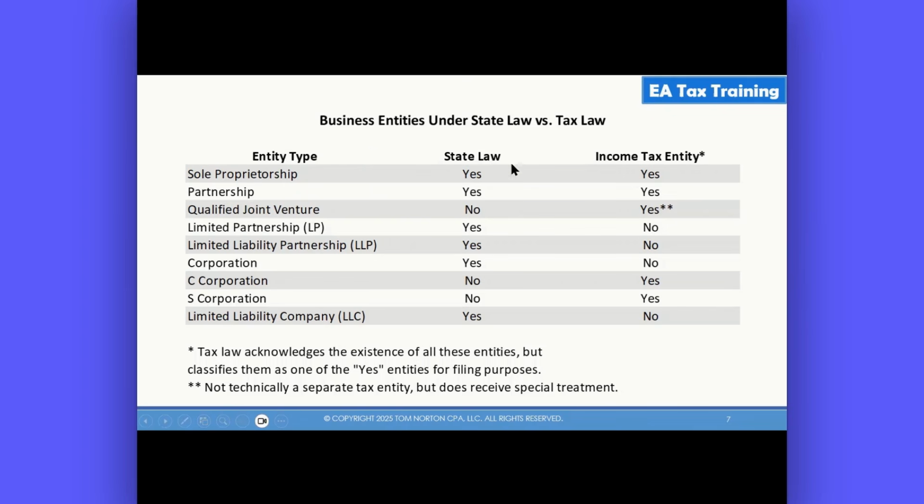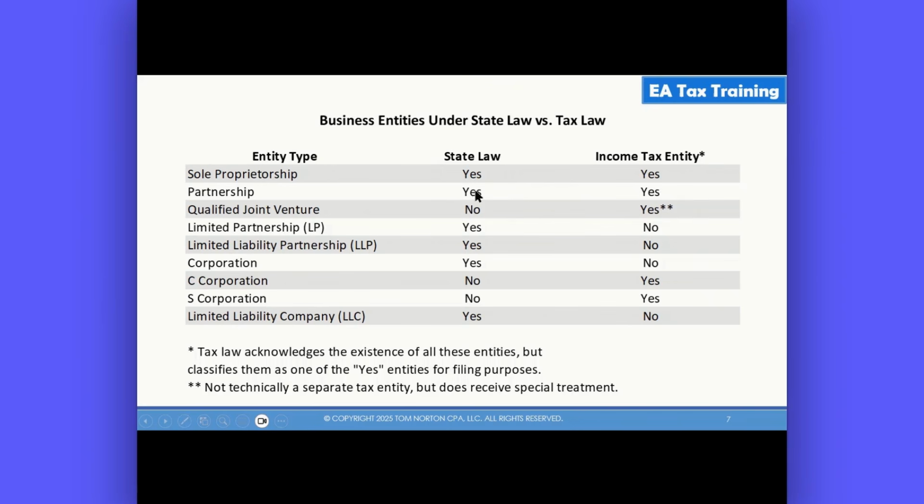However, you have some entities that are defined under state law that do not necessarily have a corresponding tax return. And you have some entities that you have a tax return for that don't have a corresponding entity under state law. So this chart shows you some of the differences.